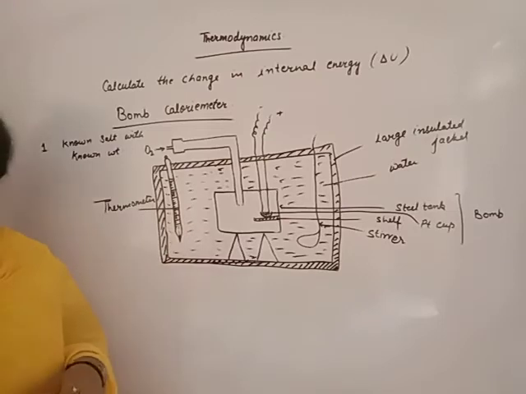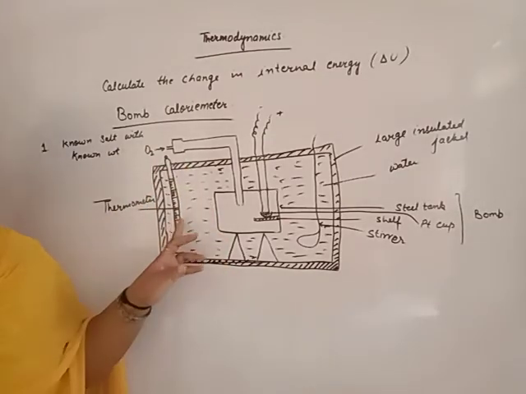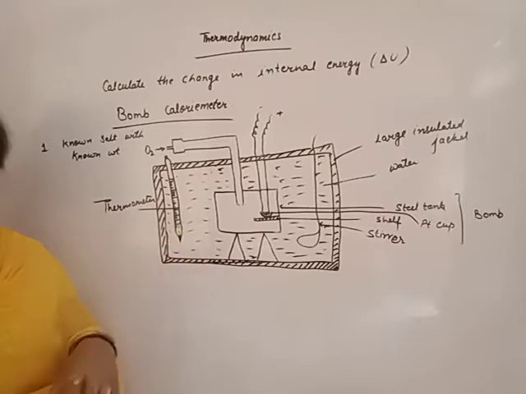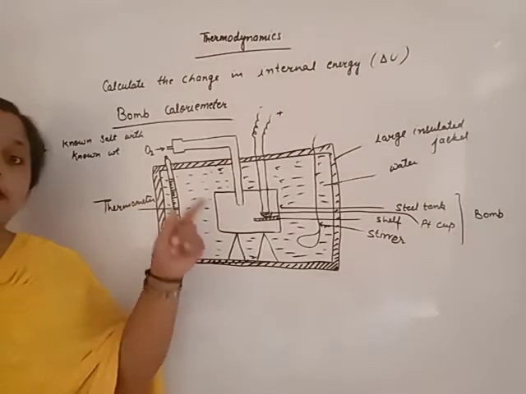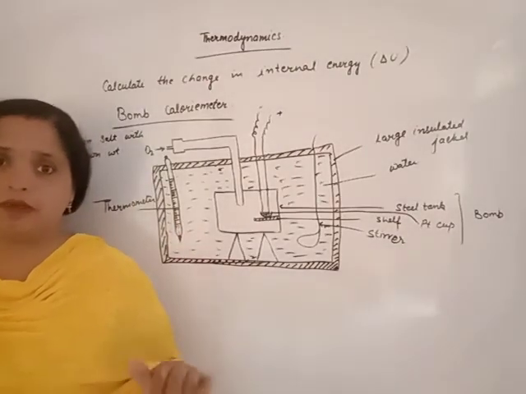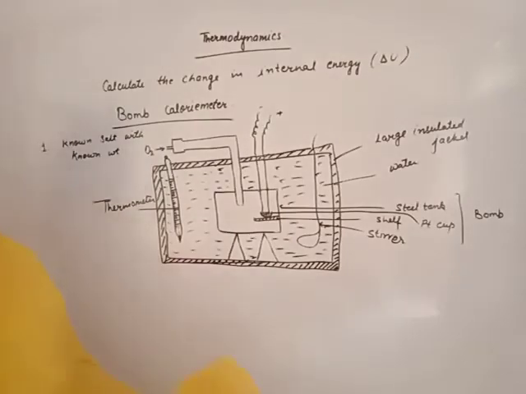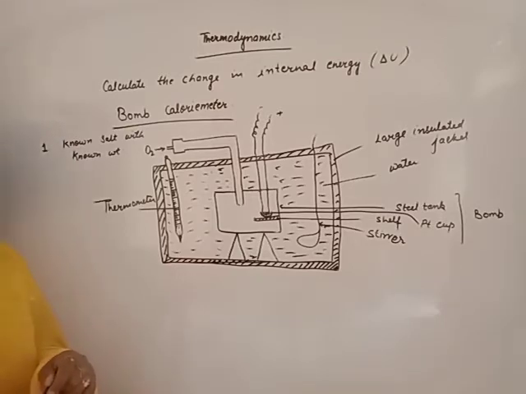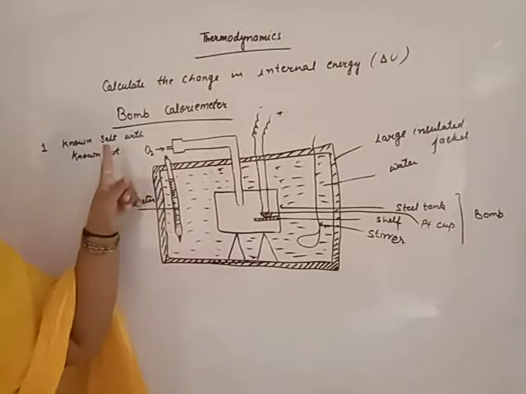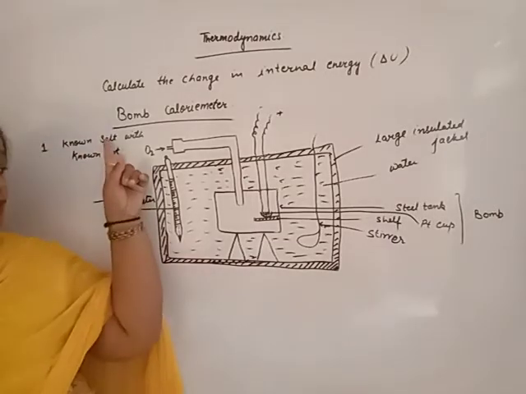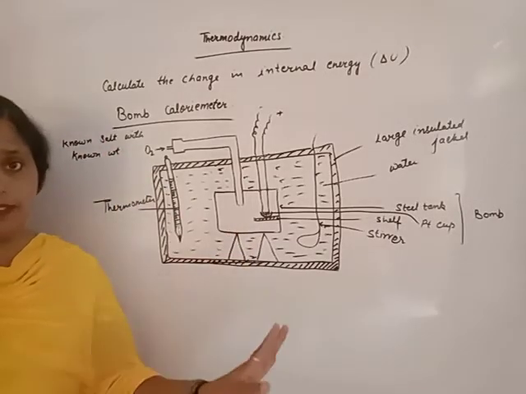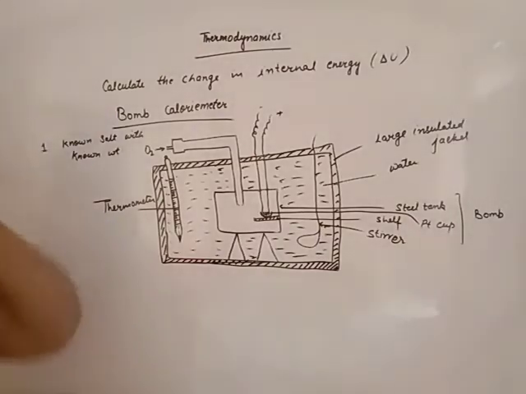The initial temperature, before putting the thermometer into the jacket of the bomb calorimeter, is the initial temperature T1. And the final temperature is the temperature that remains constant. With the change in temperature we will calculate the change in internal energy. Known salt means the salt whose internal energy is known to us. That value and the value calculated from the bomb calorimeter remain the same. That means this bomb calorimeter is okay.